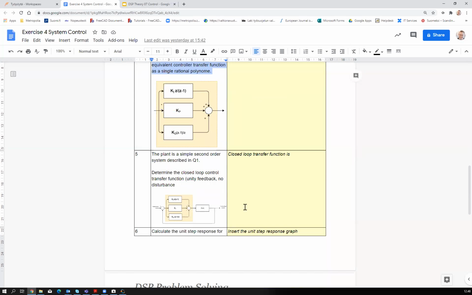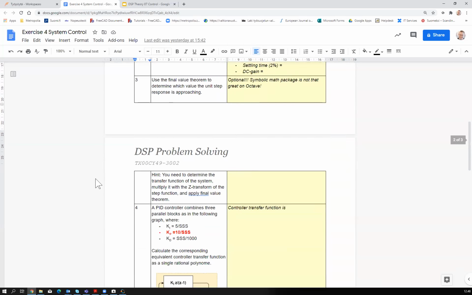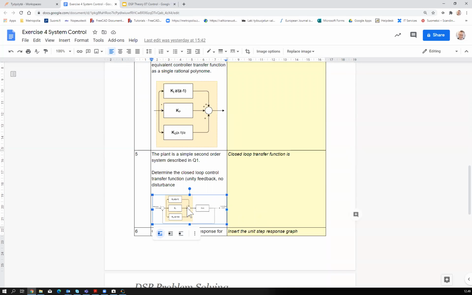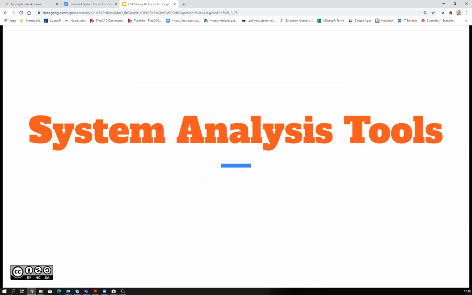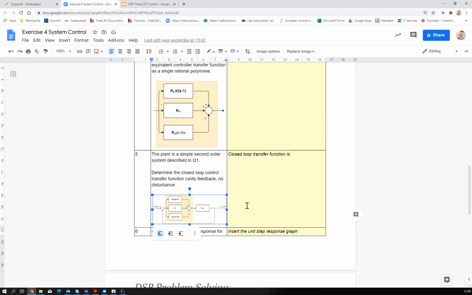Fifth one is the simple second order system described in question 1. So you would be using this as a plant. That's our system. Okay, and you have the previous controller, and again now you calculate the closed loop transfer function using feedback, which is simply 1. Okay, and calculate the closed loop transfer function again as a rational polynomial.